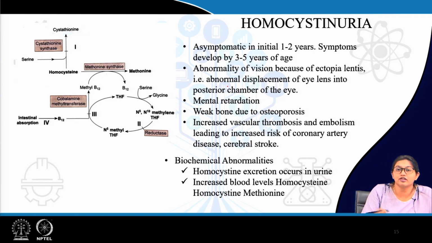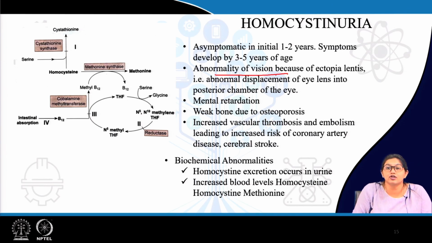The initial or the very first detected manifestation of homocystinuria is abnormality in vision due to ectopia lentis. Now, what is ectopia lentis? It is basically the displacement of the eye lens to the posterior chamber of the eye. For that, there is disorder in vision.